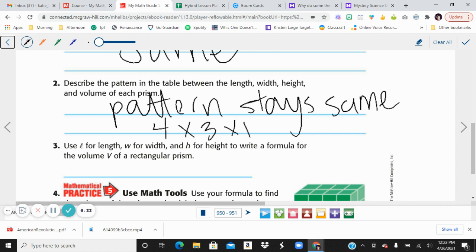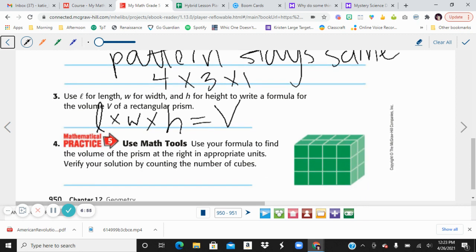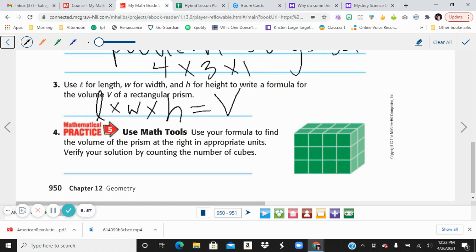Use L for length, W for width, and H for height to write a formula. Notice we did the length, which is an L, times the width times the height to give you the volume of that layer. That's actually the formula for volume. Volume equals length times width times height.